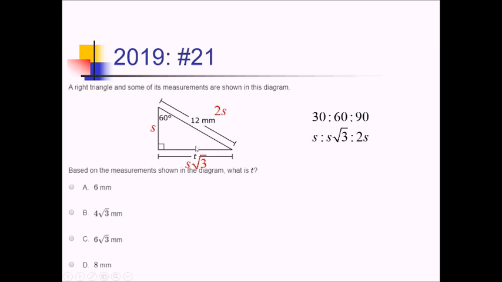So in order to figure out t, we need to know s, and in order to do that, we need to solve an equation with 2s and 12 being equal to each other. So if 2s and 12 are the same thing, that means that magical s we're looking for is 6. So that means that t, which is really s radical 3, turns out to be 6 radical 3, which is answer choice C.